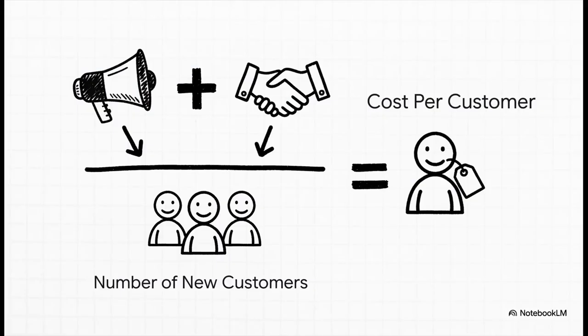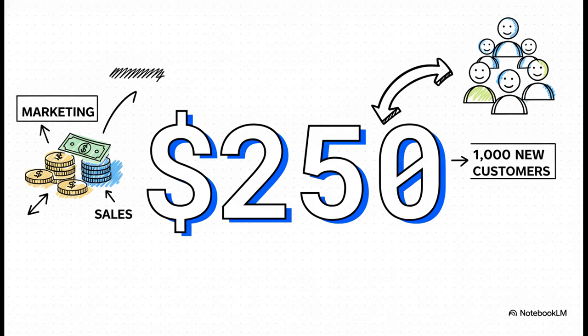Now, the cool part is that calculating your CAC isn't some kind of rocket science. It's actually pretty straightforward. All you do is add up your total sales and marketing costs over a certain amount of time, say a quarter or a whole year, and then you just divide that by the number of new customers you got in that same period. For instance, let's just throw some numbers at it. Let's say you spent $250,000 on all your sales and marketing last year, and all that effort brought you 1,000 brand new customers. You just do the simple math. $250,000 divided by 1,000 gives you a CAC of $250. It costs you, on average, $250 to get each one of those customers.